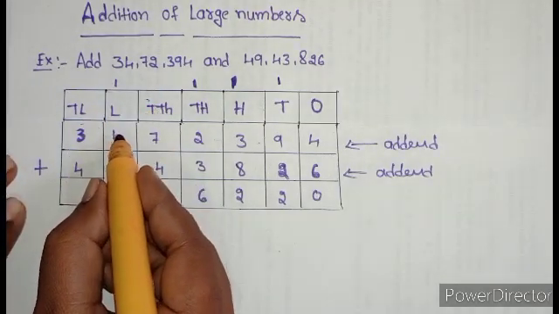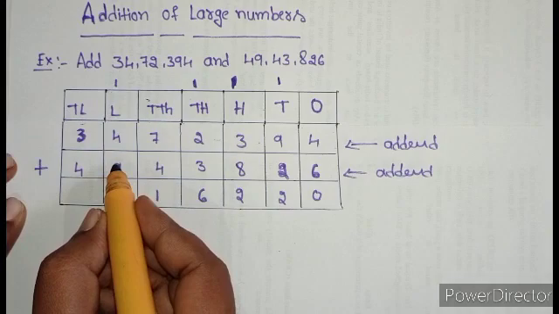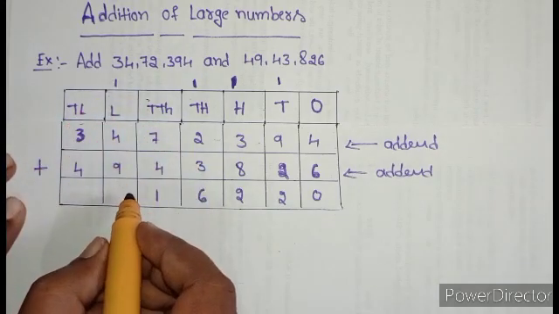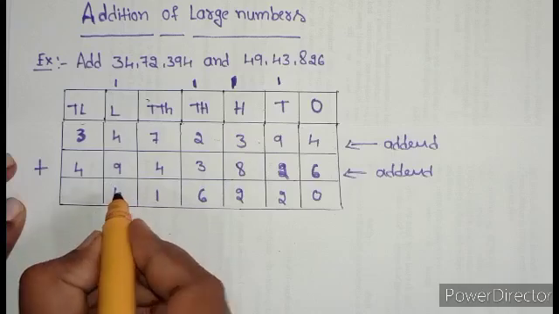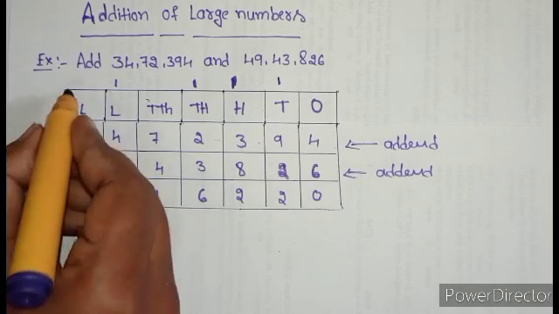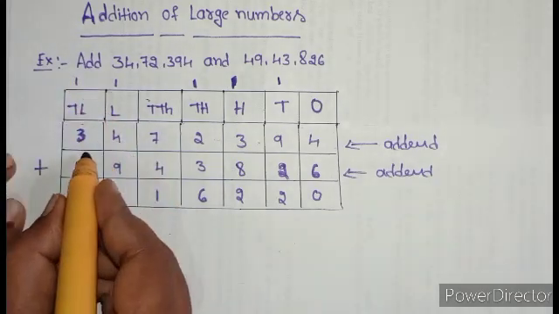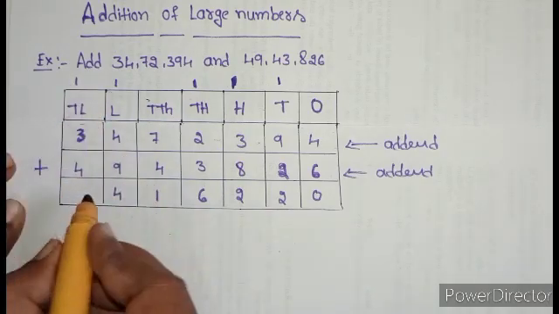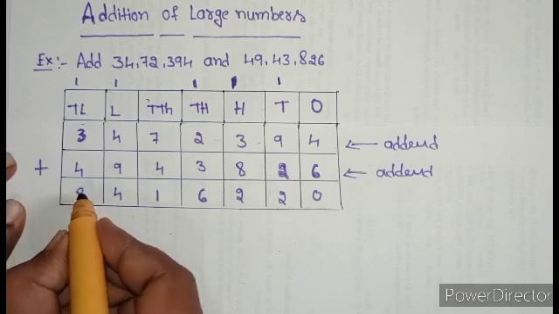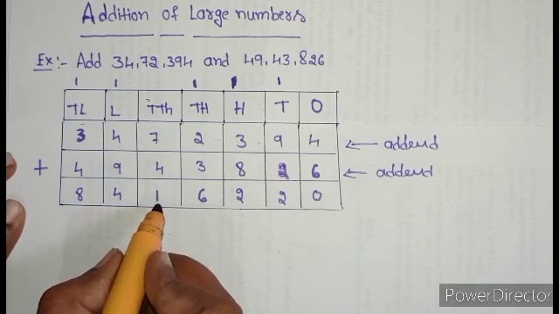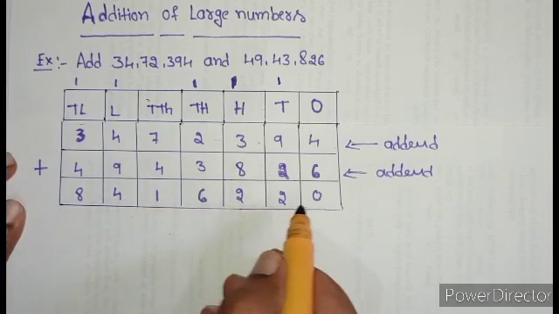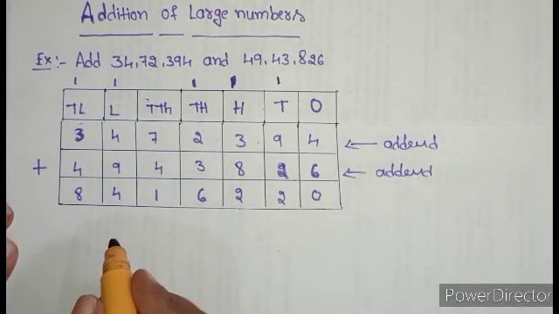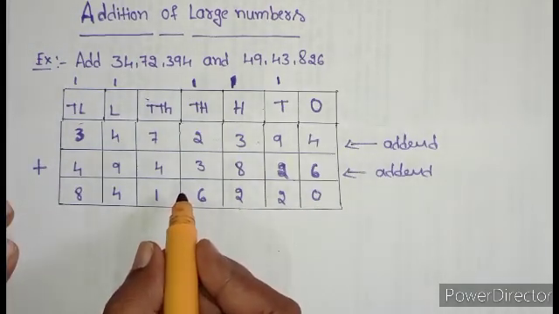Here 7 and 4 are there. 7 plus 4 is 11, write 1 here, and again take 1 carry to the lakhs place. 4 plus 9, how much? 13, right, 13 plus 1 is 14. Write 4 here, again take 1 carry to the ten lakhs place, and here 3 plus 4 is 7, 7 plus 1 carry is 8. We got 84 lakhs 16,220. Here in your textbook they have given this method.